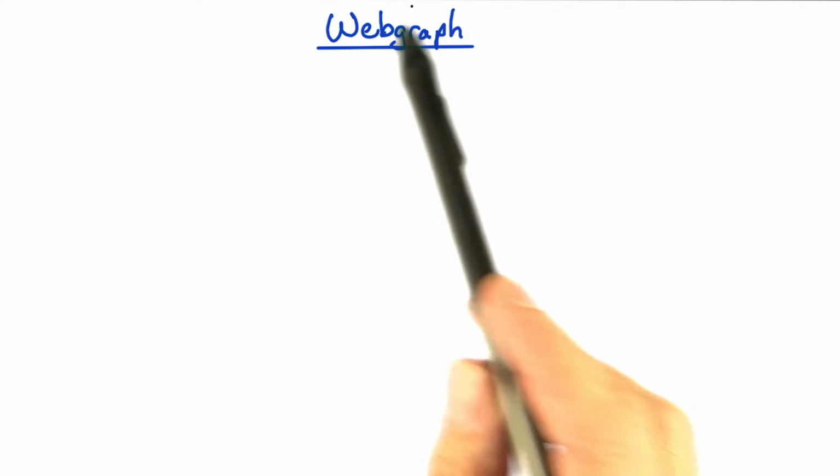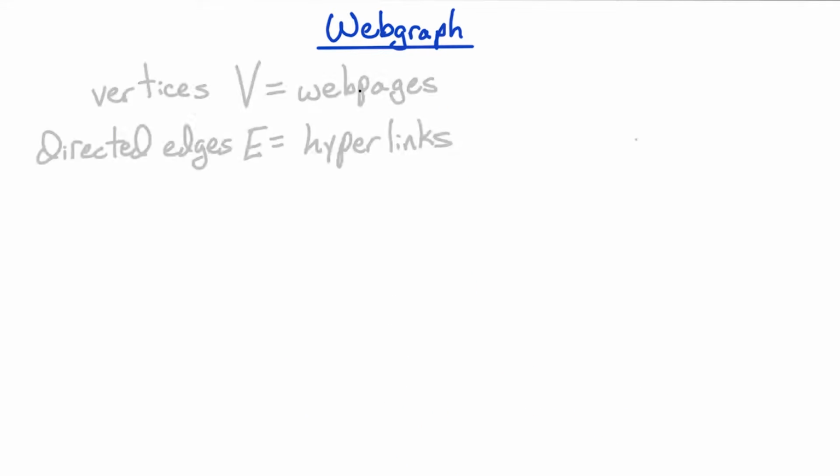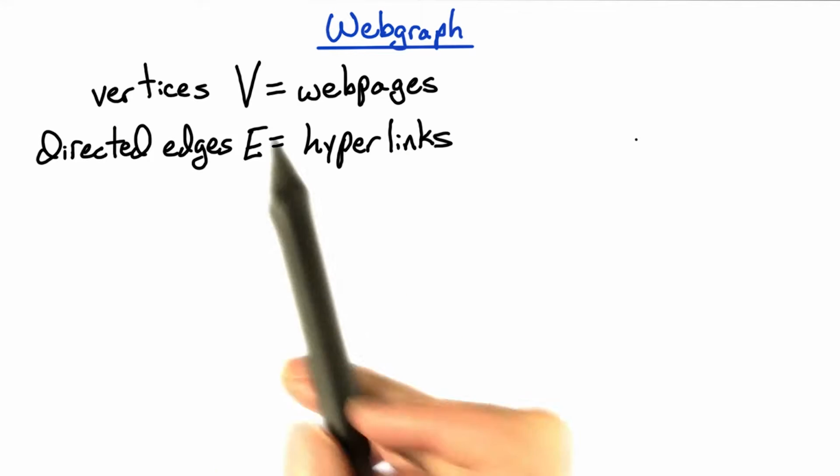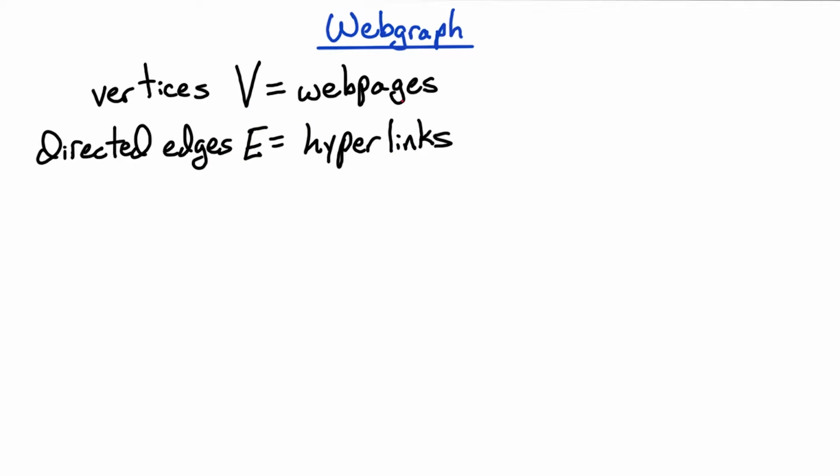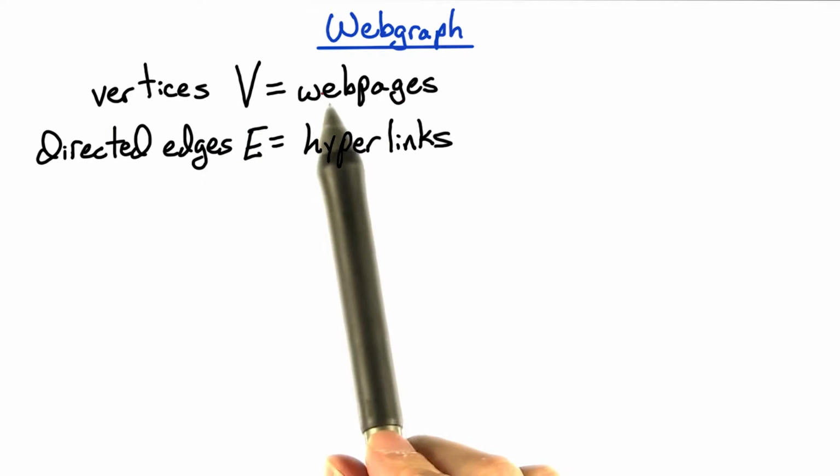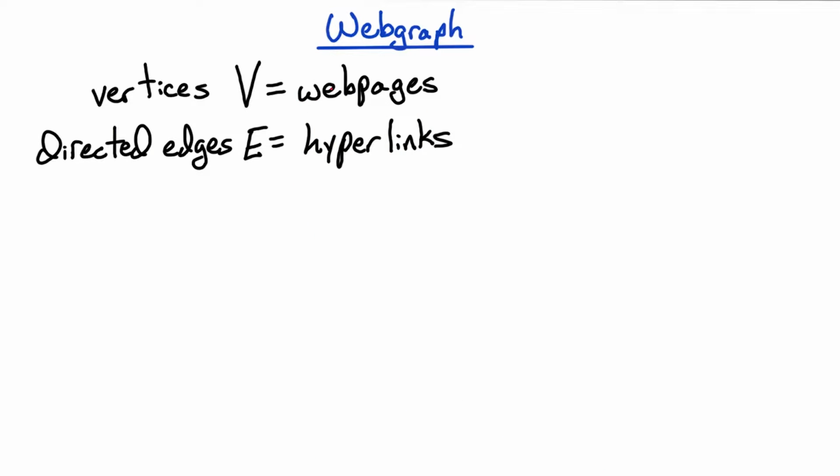We're going to look at the so-called web graph, the graph on web pages. What exactly is our graph? Well, the vertices of our graph are going to be web pages. Now, this is a humongous graph because we have a vertex for every web page. And the edges of our graph are the hyperlinks.